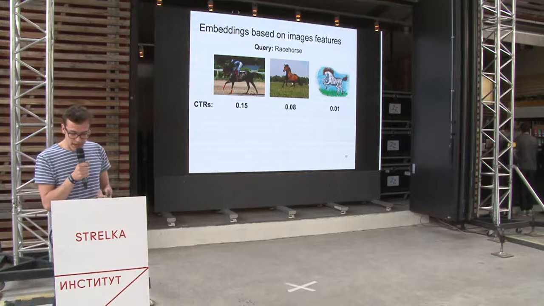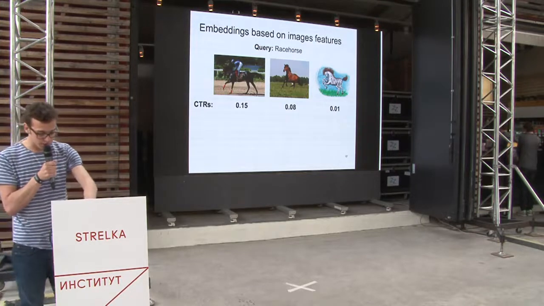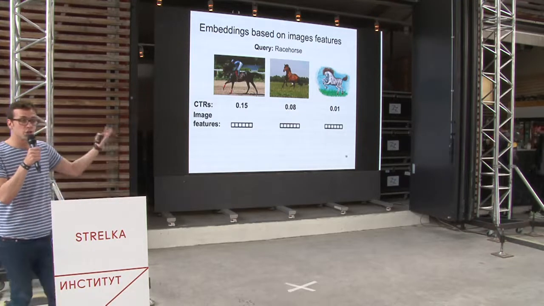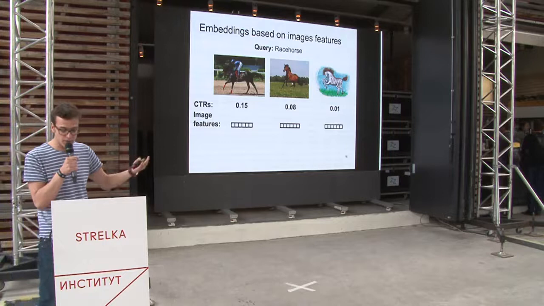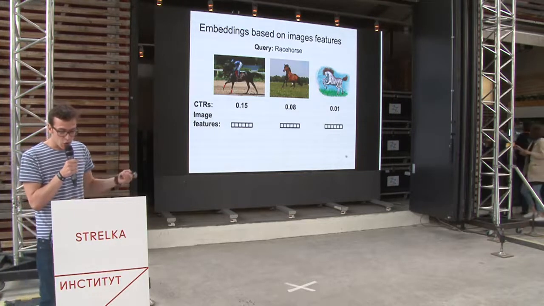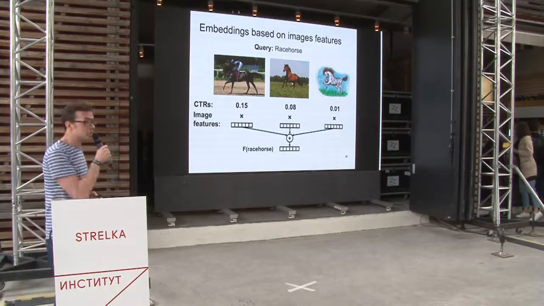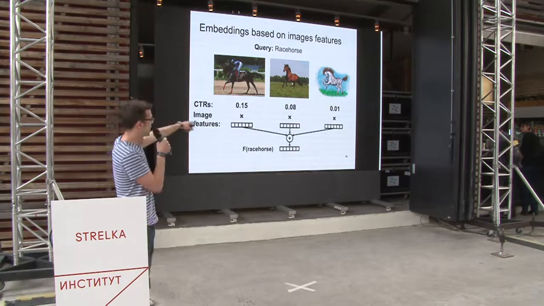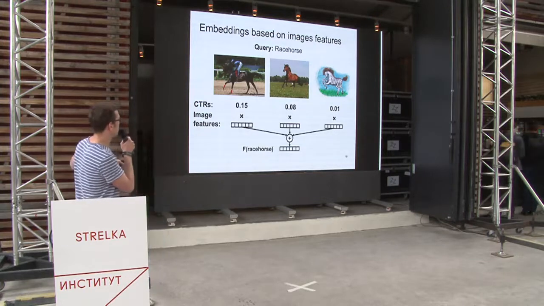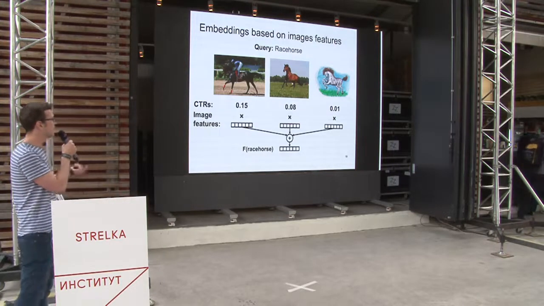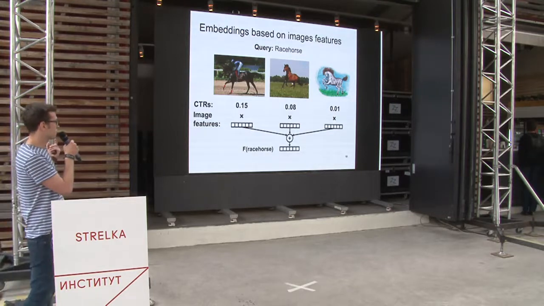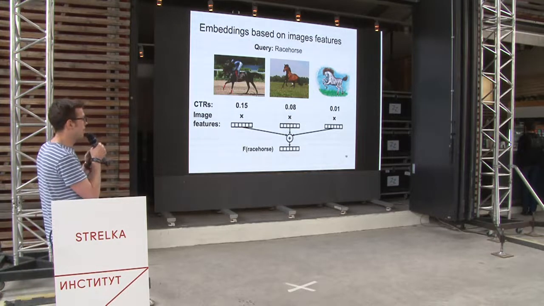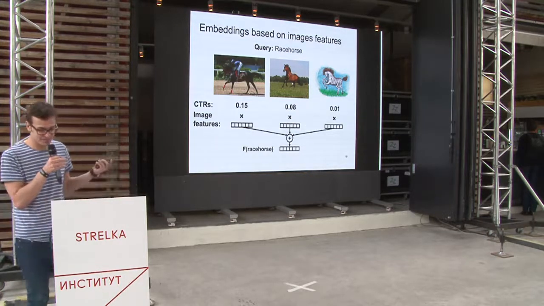So basically, then we can calculate for each of these images features from one of our previous neural networks, from one of our previous models. And then we can get the embedding of a query by just a weighted summation of these features, taking into account the corresponding CTRs. And this is how we basically get an embedding for a text based on an image representation of this text.